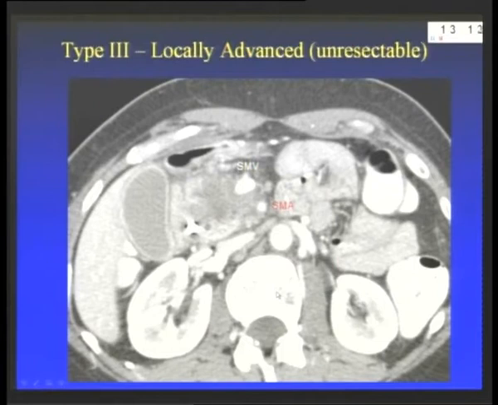Now here's a case of more straightforward, locally advanced disease where we can see there's involvement of the majority of the posterior surface of the SMV by a larger low-density tumor, and we have substantial involvement exceeding 180 degrees of the SMA. This is a patient who should not go to the operating room. We can make that assessment on the basis of this scan.